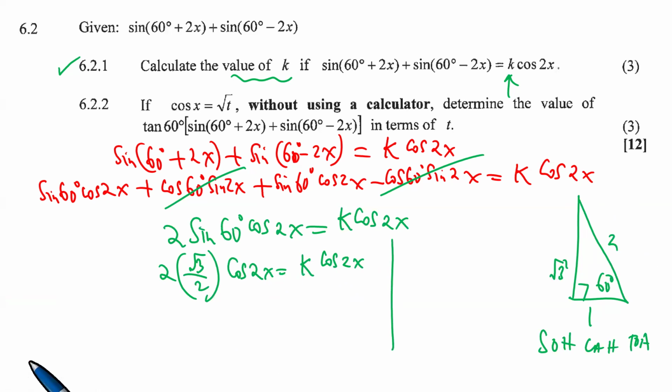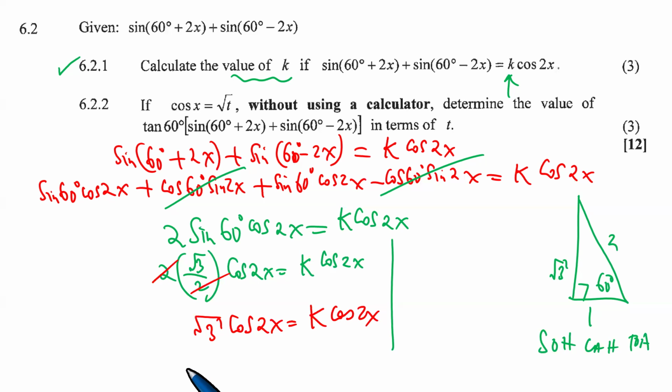What do we do next? You divide k cos 2x by cos 2x. Y'all can always do that. Good. The 2 cancels out first things first, giving us the square root of 3 cosine 2x equals k cosine 2x. Yeah. We divide.